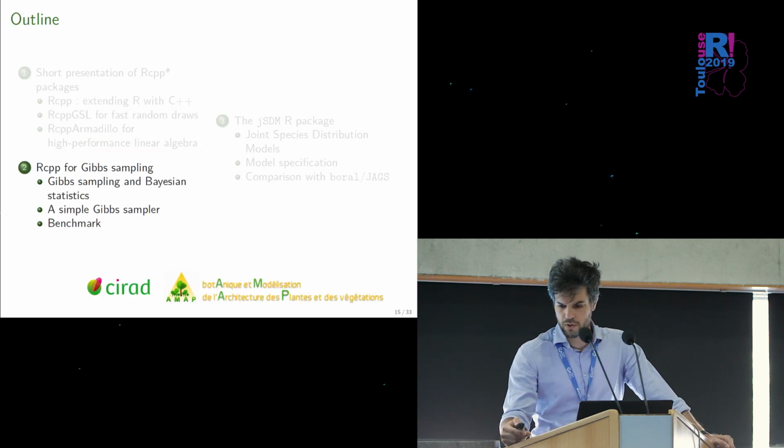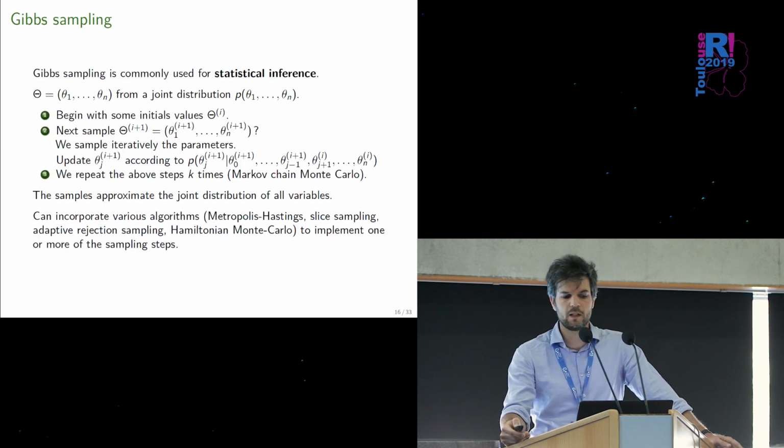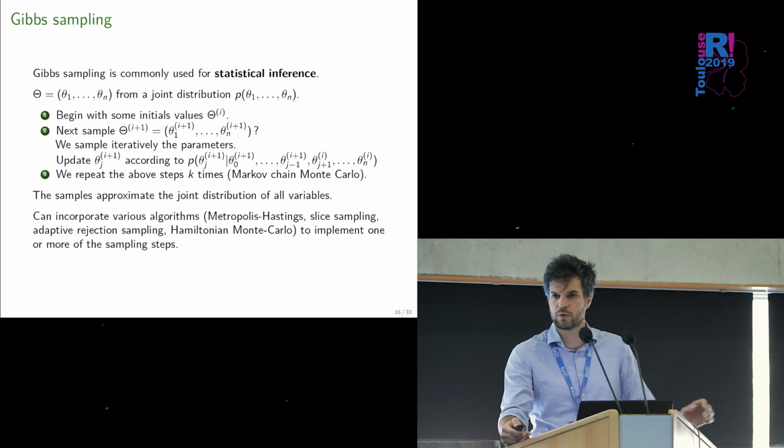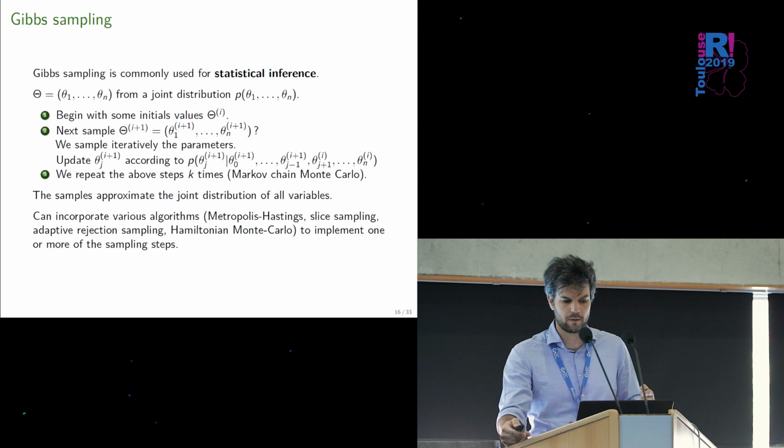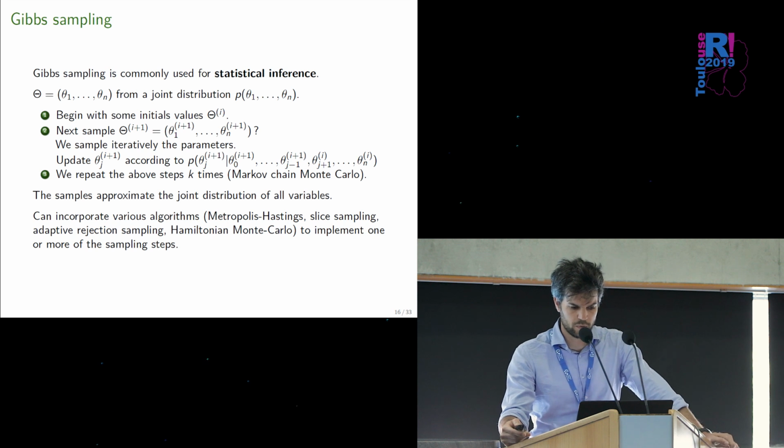So now, a simple example of Gibbs sampling using Rcpp. Gibbs sampling is commonly used in statistical inference to estimate parameters of statistical models. You start with initial values for the parameters, and then you sample iteratively the parameters following given distributions. These distributions depend on the previous value of each parameter. You repeat the step iteratively to obtain a Markov chain Monte Carlo, and the samples approximate the joint distribution of all the variables.